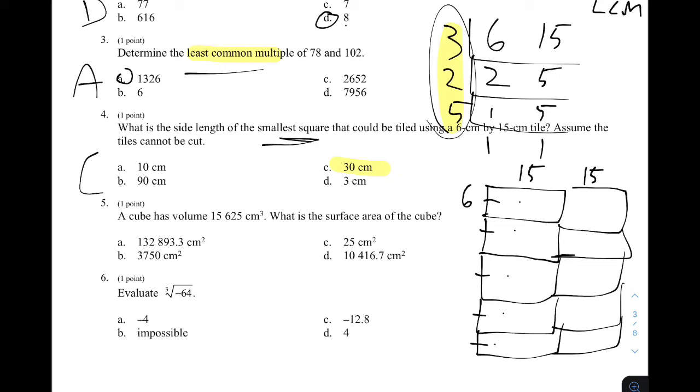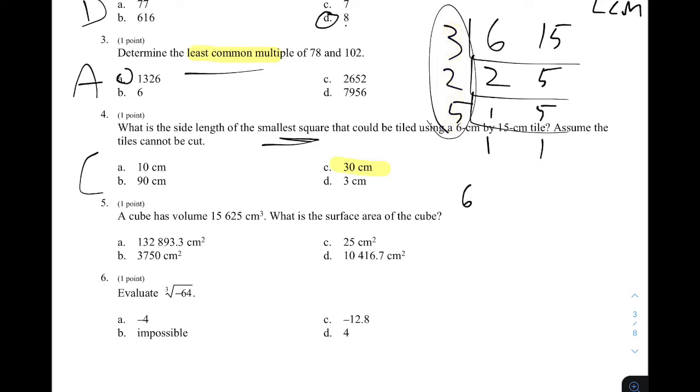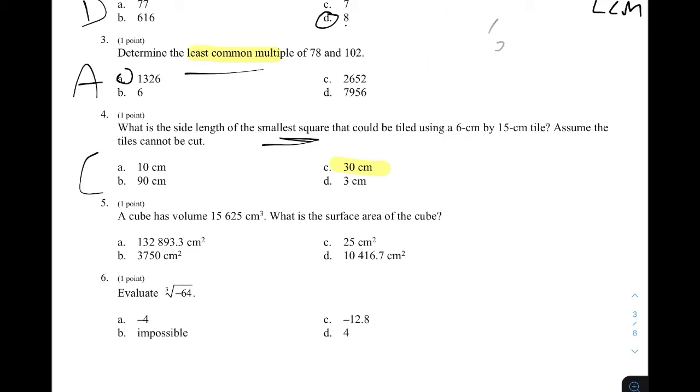This doesn't look like a square, but it's only because I didn't draw it right. If I drew it to scale, or on graph paper, which is the only way I could possibly draw it to scale, I would be able to show you it's a square.